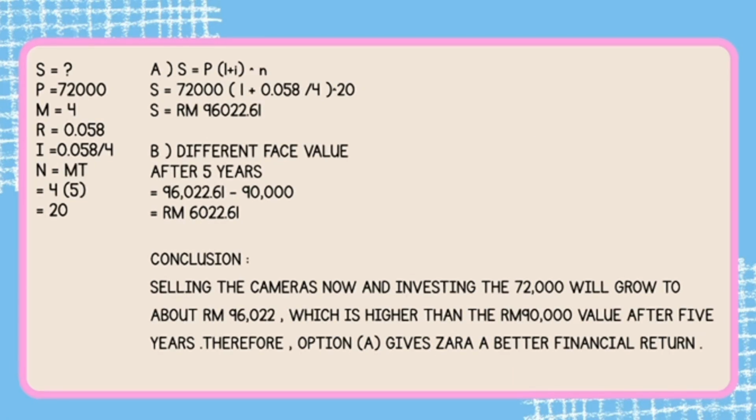Okay, here is the solution. First, you need to find the face value. After you find the face value, you will get 9622,000.61, and after that you need to find the different face value after 5 years with both face values, and you will get 6022.61. So the conclusion is selling the cameras now and investing the 72,000 will grow to about 9622, which is higher than the 90,000 value after 5 years. Therefore, option A gives Zara a better financial return.